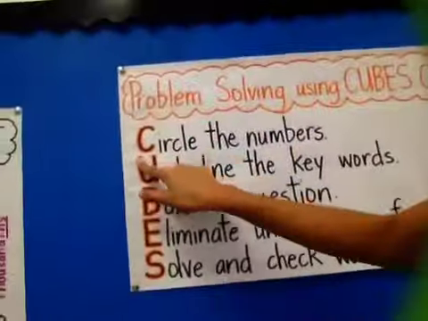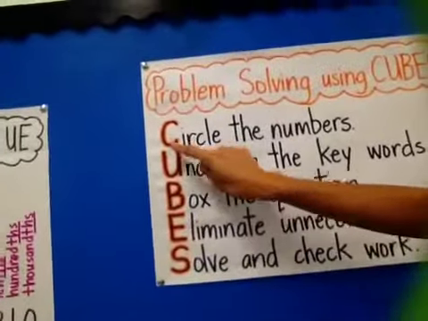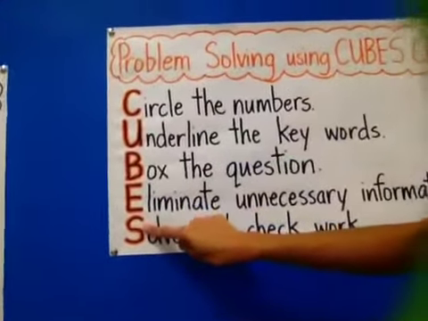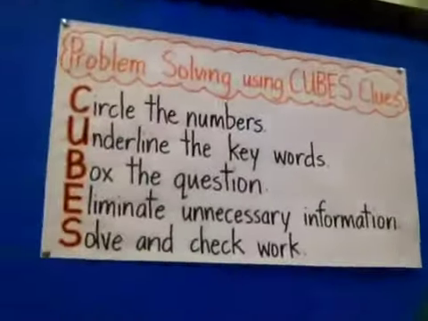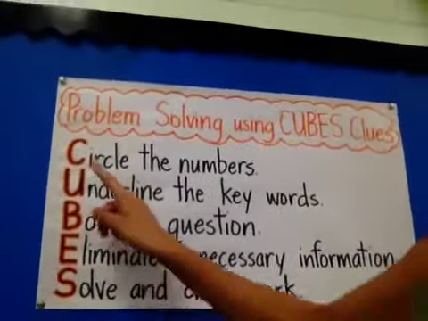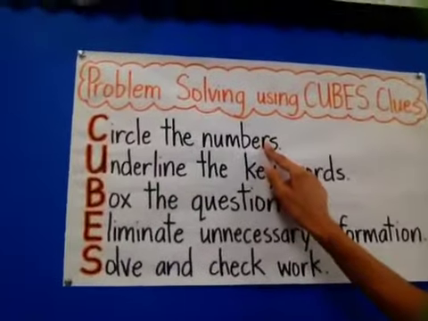All right. C stands for, well, there's cubes, C-U-B-E-S. Go ahead and write this in your notebook. Take these notes down. So C stands for circle the numbers.